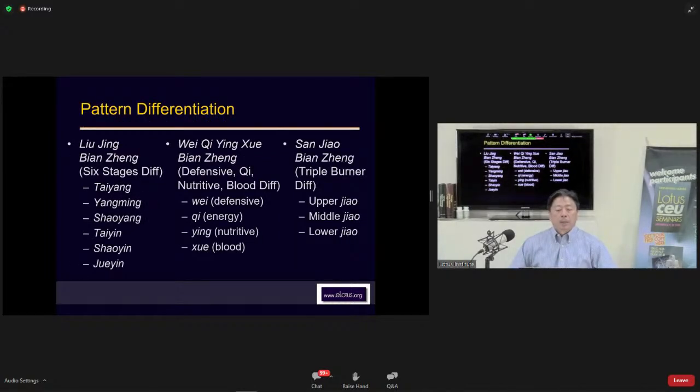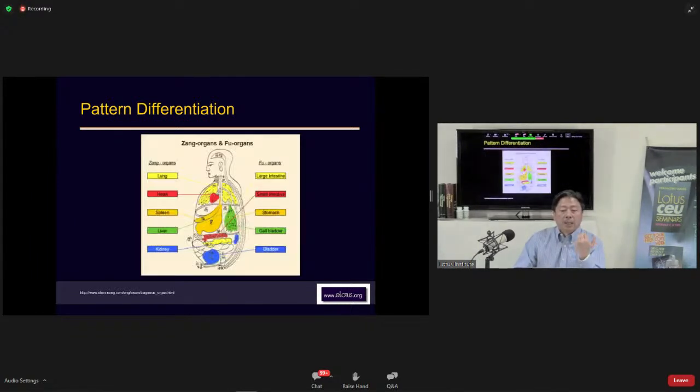Okay, so as we see infectious disease today, these are three patterns of differentiation that are probably most useful. Whether it's 六经辩证, 6 stages, 卫气营血辩证, so this is the 4 levels, or 三焦辩证, the 3 burners. Okay, so these are 3 ways, 3 patterns to keep in mind when the patient comes in and they have infectious disease.